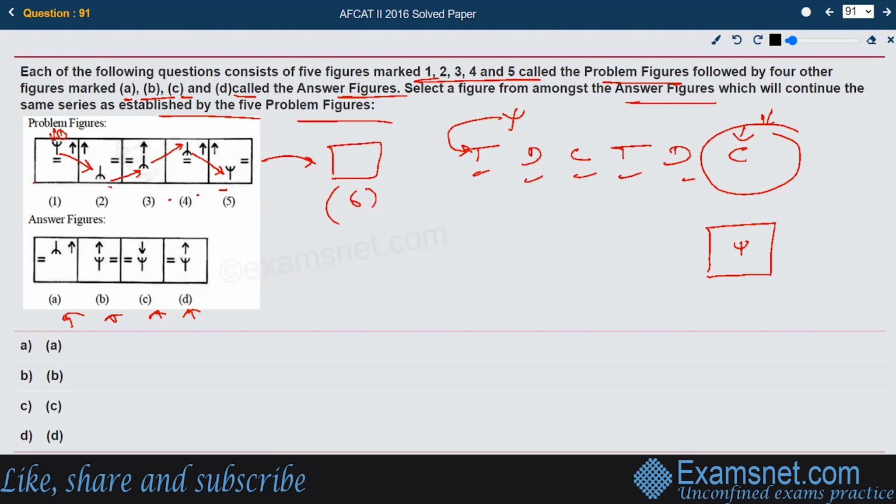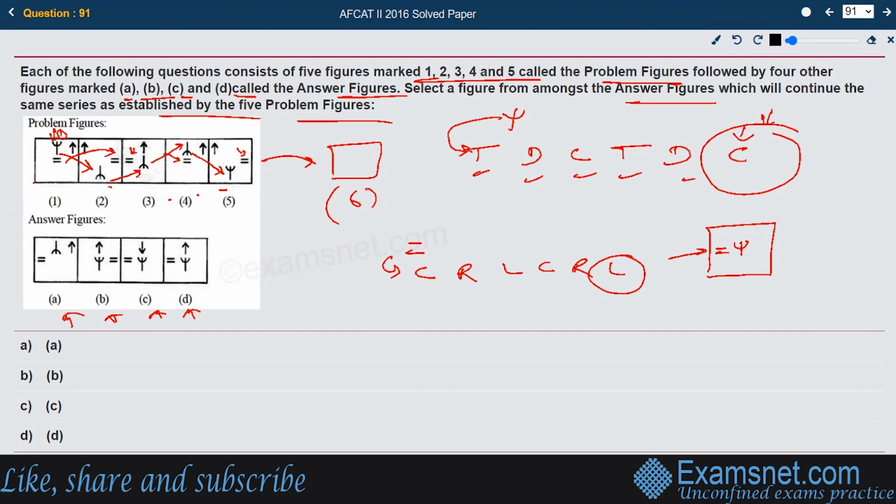Let us talk about the next figure, that is the equal to. Where is equal to going? Track the pattern of equal to. Equal to was at the center, then it moved to the right side, then it moved to the left side, then it moved to the center, then it moved to the right side. So the pattern of equal to moving is center, then right, then left, then center, then right. So it should be coming as left. So this is where the equal to should be placed, on the left side.